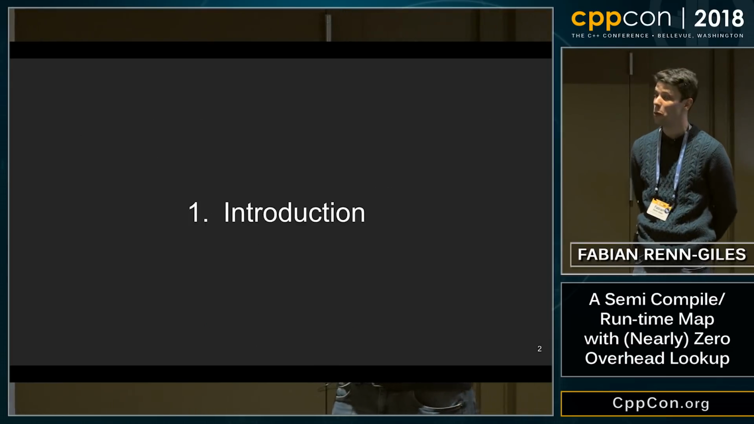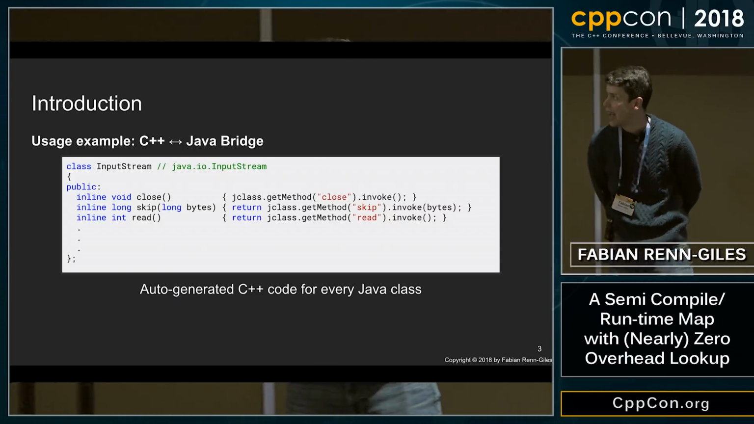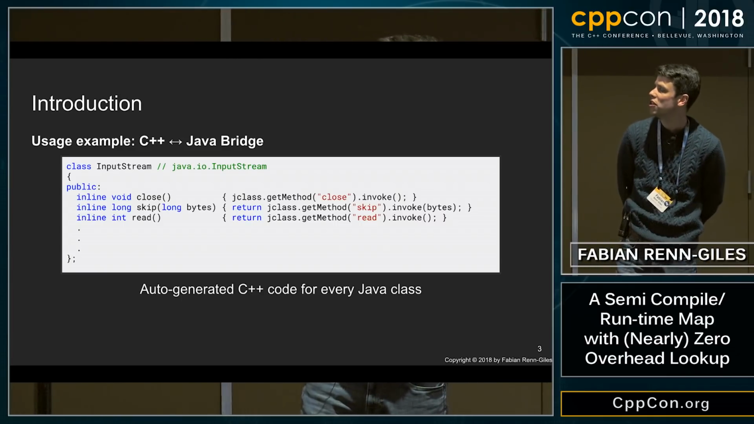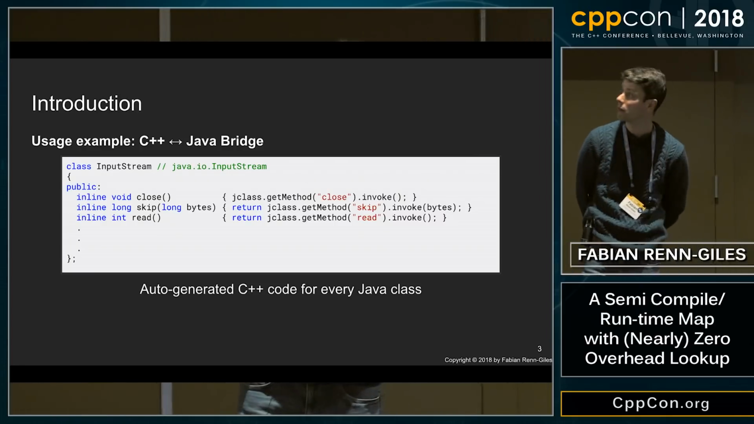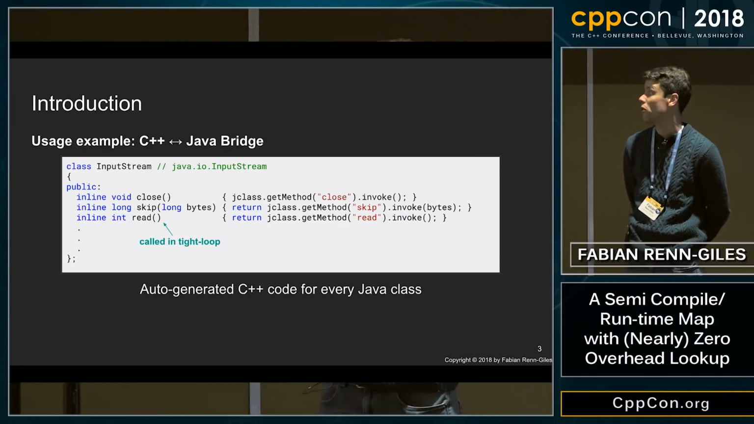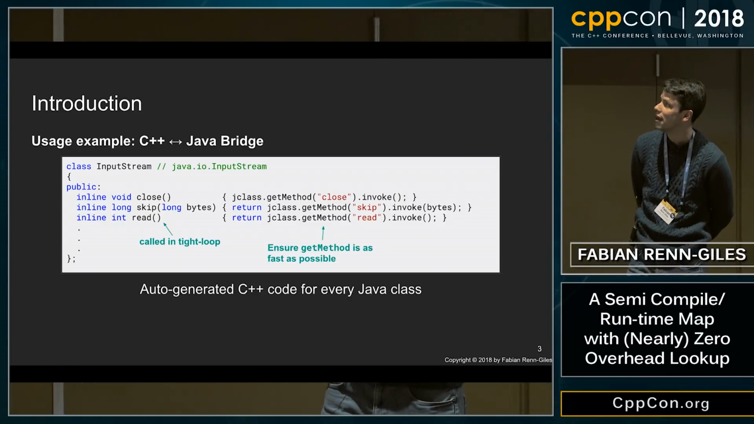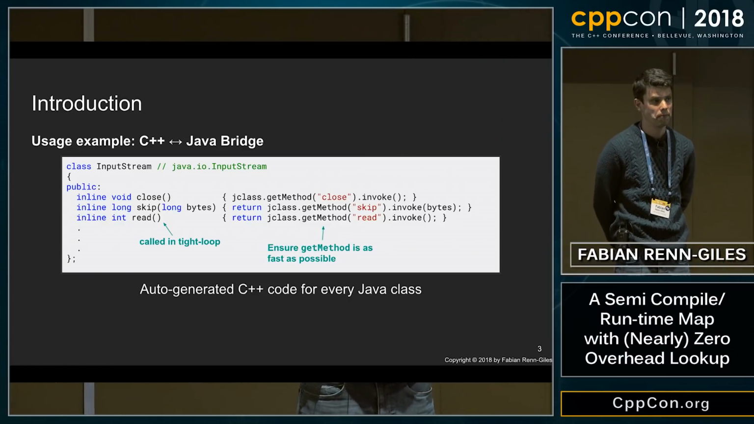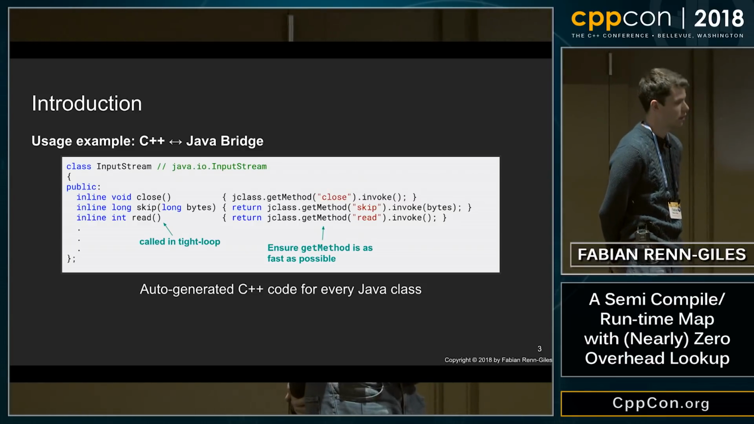Okay, so a while back, I was writing a big C++ Java wrapper. And what this did, it created for every Java class I needed, a little thin C++ wrapper class. And some of these methods were called in a tight loop, right? So the right-hand side, this get method thing there, had to be as fast as possible. Now, it turns out loading a method with Java and C++ is actually really slow.